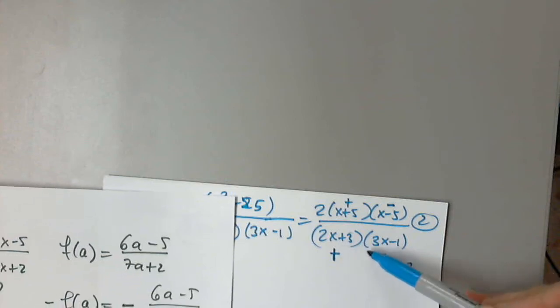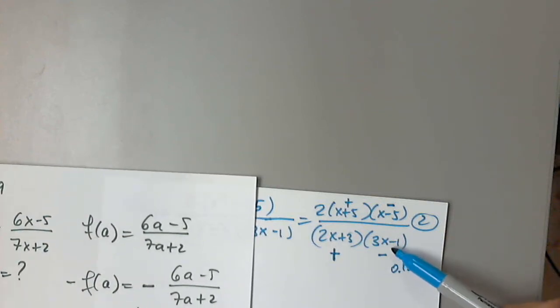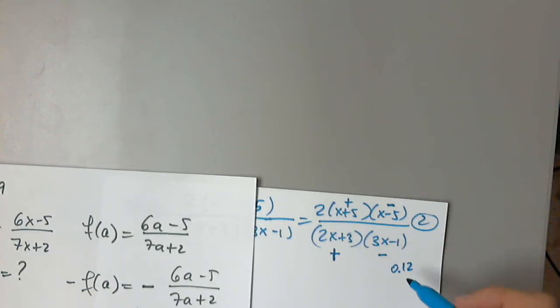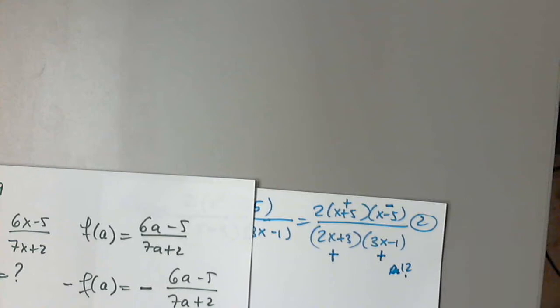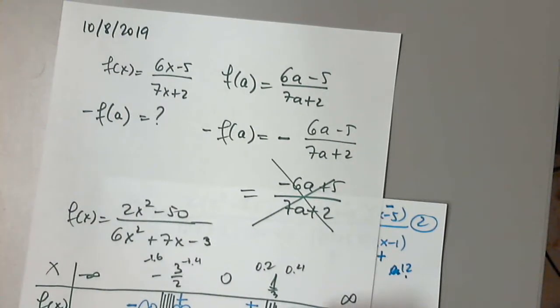0.4 negative, 0.4 positive, 0.4, right? 3 times 0.4 is 1.2. Sorry, because it didn't make sense. Oops. So this is positive. So on the other side is negative.